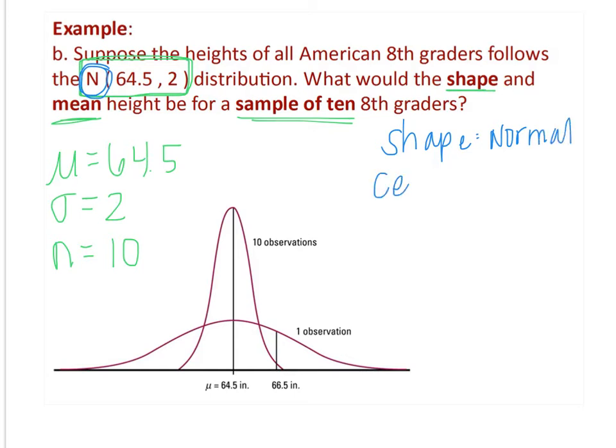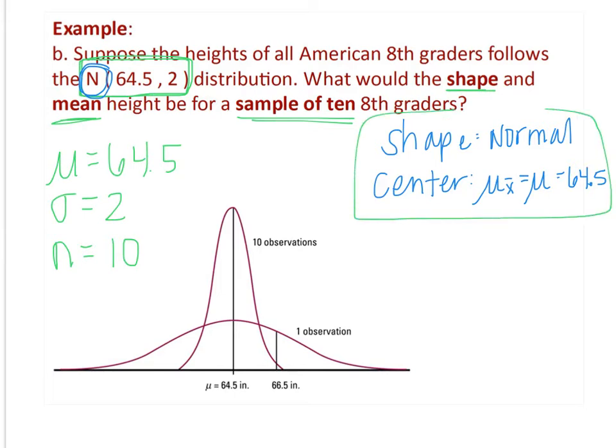But the center is my mean, and we said the mean of my sampling distribution equals my regular mean, so my mean is still going to be 64.5. And this is all I have to do for shape and center. The shape is normal because we started out normal. The center is my true center, or the 64.5.